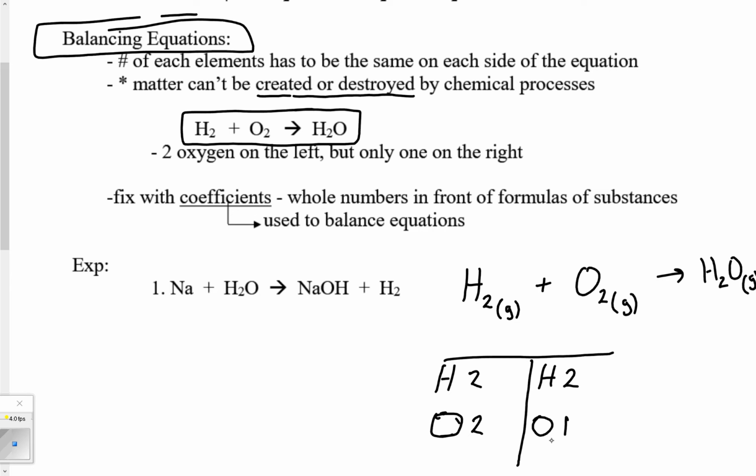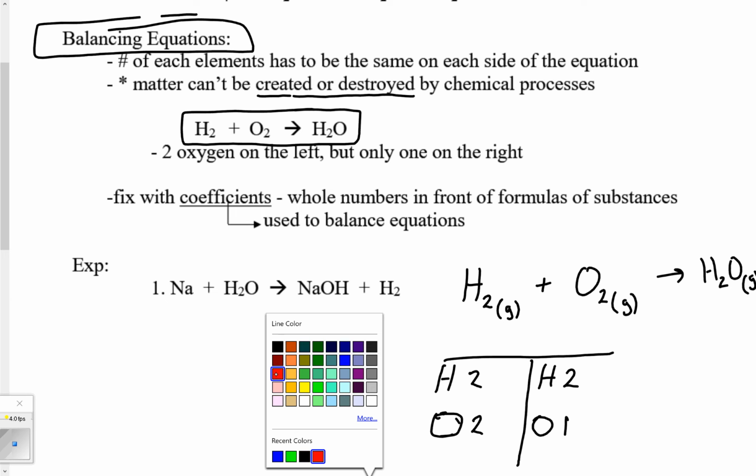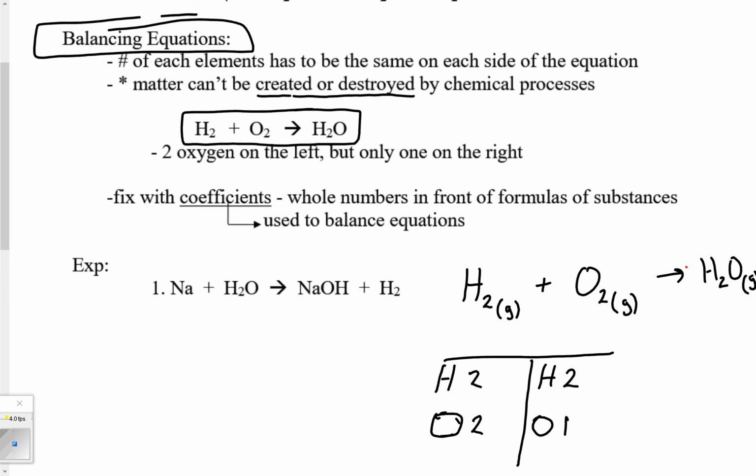To have a truly balanced equation, these have to balance. There's two ways we could do this. One, remember, we can't change the formulas. I can't add a 2 in here. But what I can do is add coefficients to the equation. So I can add the number 2 in front of this.